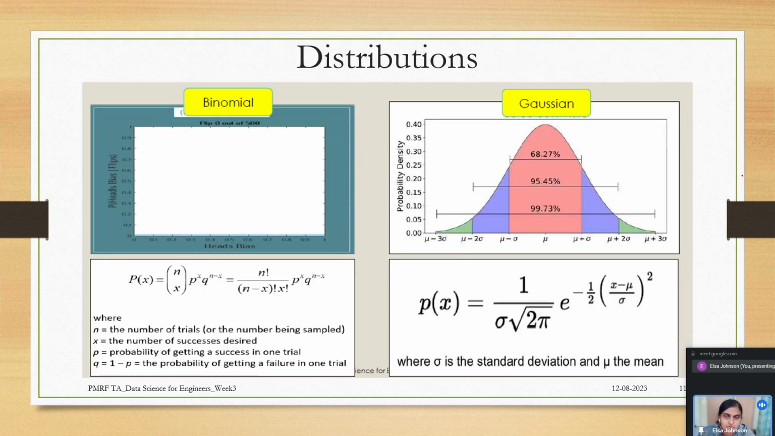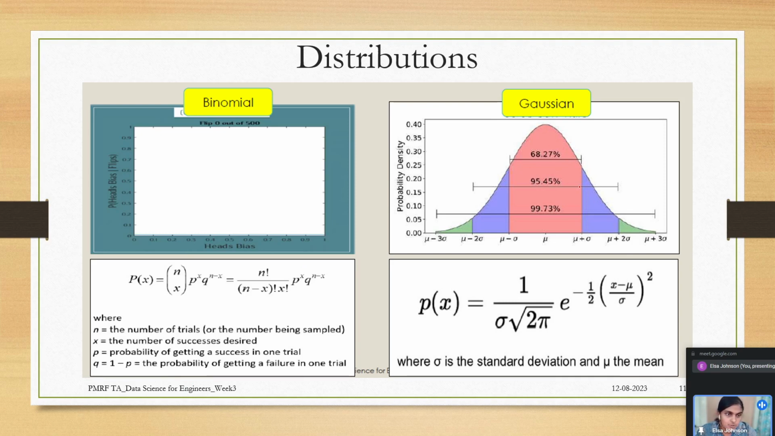So we'll move on to distributions. First one, binomial: n factorial by n minus x factorial into x factorial, p raised to x, q raised to n minus x. N is the number of trials or the number being sampled, x is the number of successes desired, p is the probability of getting success in one trial, and q is the probability of getting failure. We'll see this with an example.